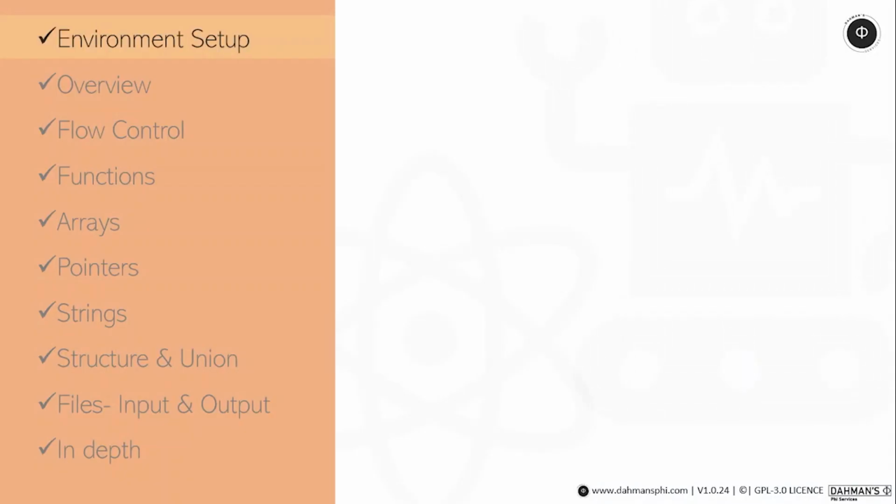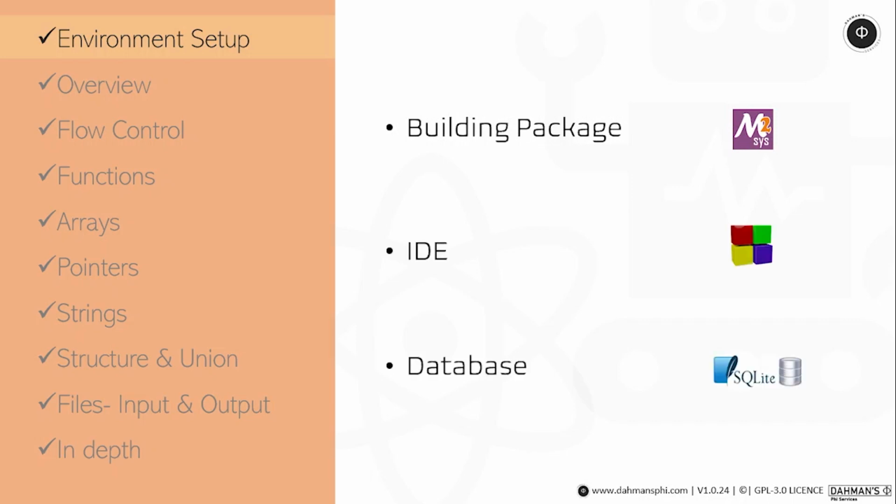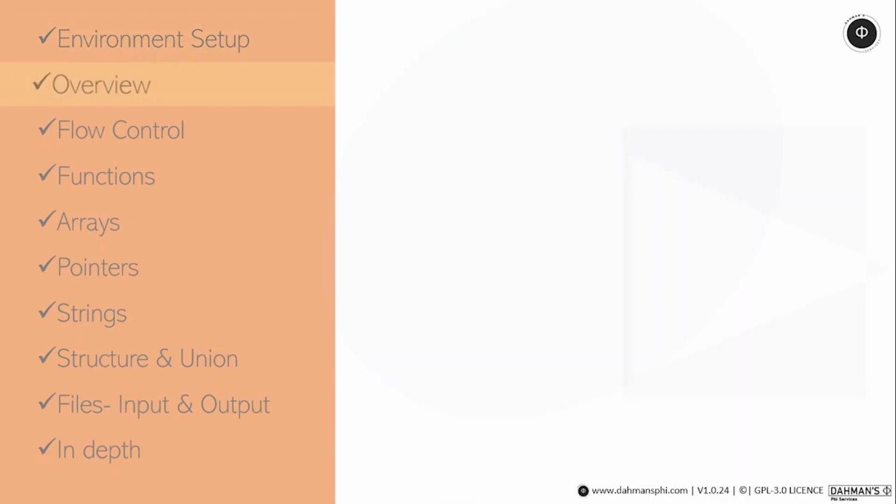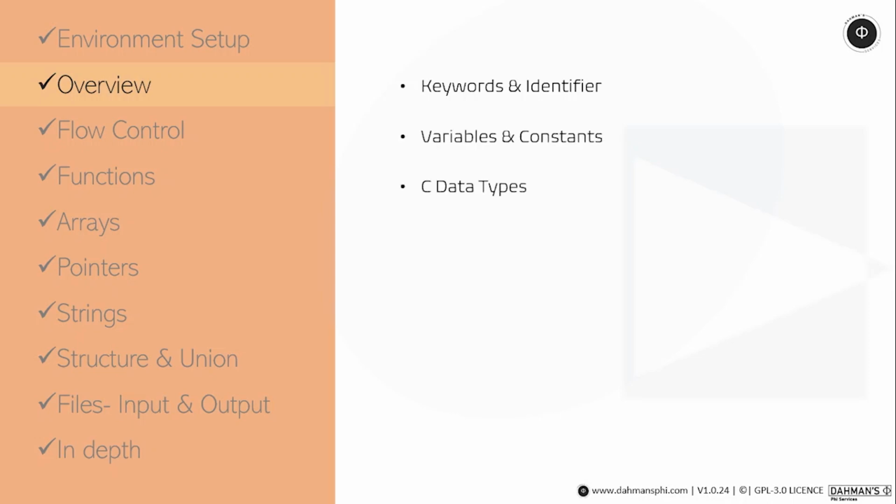First, we're going to be looking at the environment setup, where I will share with you the building package I intend to install first, which helps me install some libraries, the IDE, and finally the database that we might be using in more advanced examples. In the second episode, we'll look at an overview of the language. We'll learn about the keywords and identifiers of C, variables, constants, data types, the input and output concept, comments, and operators. And finally, I will share a lab example.